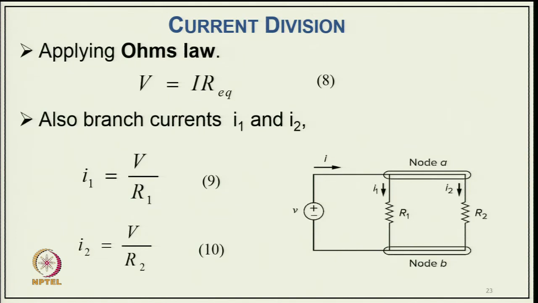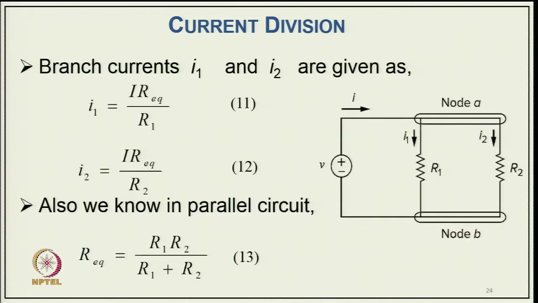Here, applying Ohm's law, we can find V equal to I into Req, where Req is the equivalent resistance of both resistances in parallel, and the branch currents are I1 and I2. Now the current I1 is equal to V upon R1, because the voltage source is directly connected across both resistances. So the current flowing into R1 is V upon R1, and I2 is equal to V upon R2.